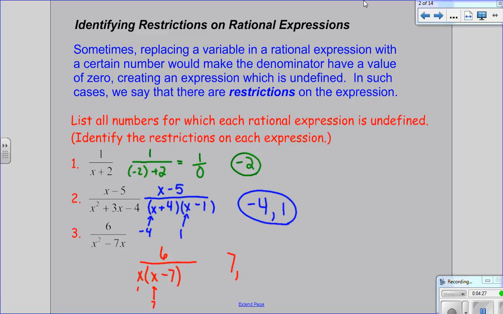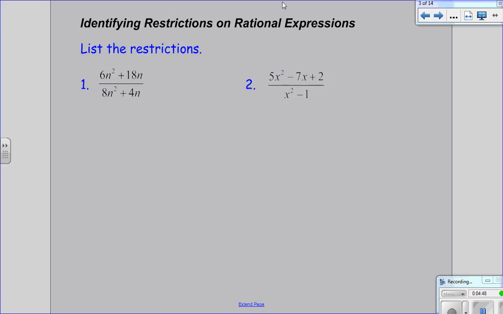And my other restriction, if you think about the other x there, would have to be 0. Because if I plug 0 into both of my x's, I would end up with 0 times some number, and again, that would result in a denominator of 0. So I have two restrictions for this example. Try two examples on your own by pausing the video. In both of these examples, you'll likely have to factor the denominator before you can identify what the restrictions are. Once you have your restrictions listed, resume the video to check your answers.